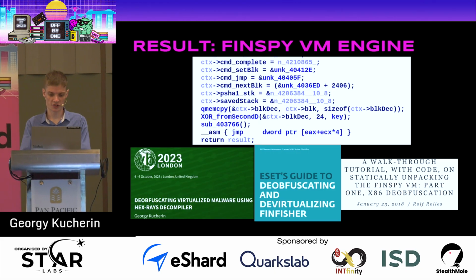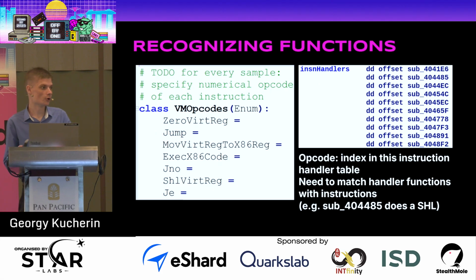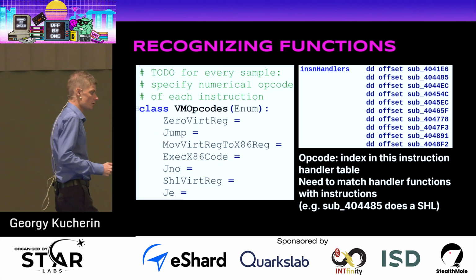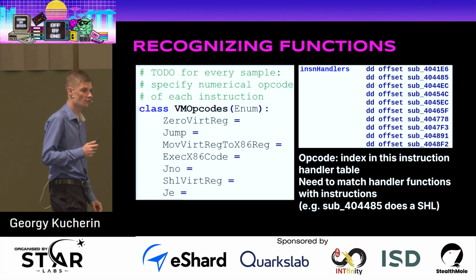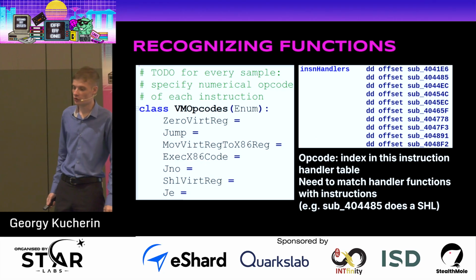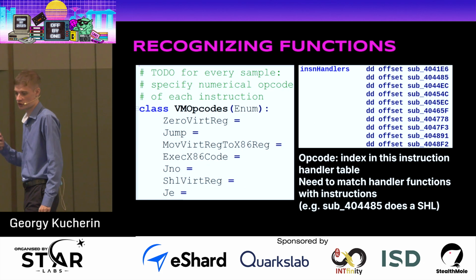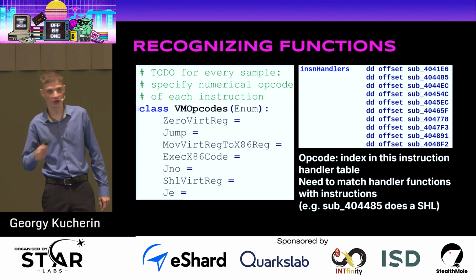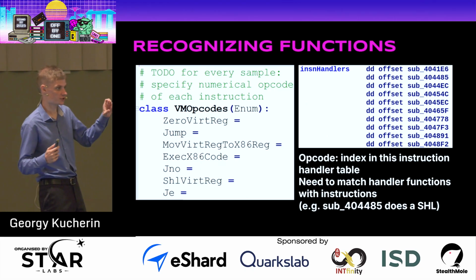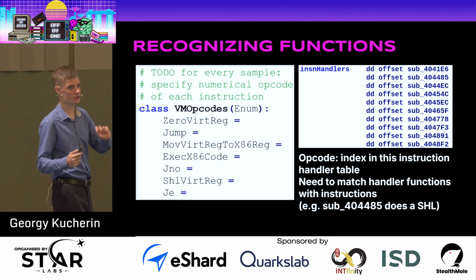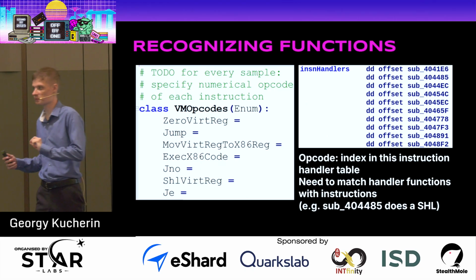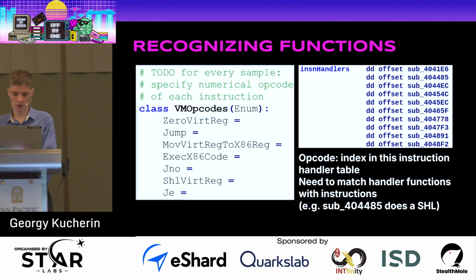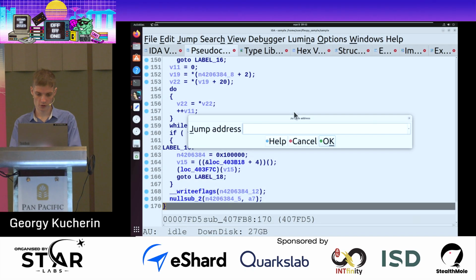However, there is an issue with it. To make this script work, you need to provide it with opcode numbers, the identifiers of each opcode. These opcodes of virtual instructions are defined as indices in the table with functions that define the virtual instructions in the x86 assembly language. Let me explain how this works in greater detail.